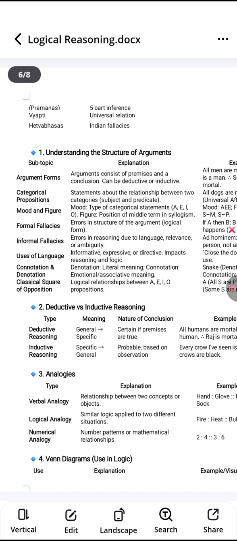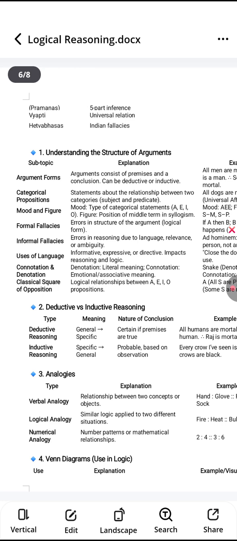So first of all, we need to talk about the argument forms. So basically, argument consists of premises and a conclusion, can be deductive as well as inductive. For example, all men are mortal. And second premise we have Socrates is a man. And hence the conclusion is Socrates is mortal.